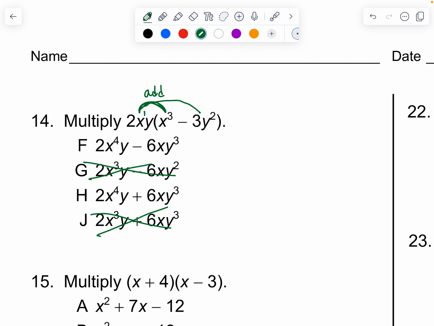All right, we'll distribute one more time. With that second distribution, we've got 2 times negative 3. That's going to be negative 6. So I know right off the bat what my final answer needs to be. I don't really need to finish that multiplication out. It's negative, not positive.